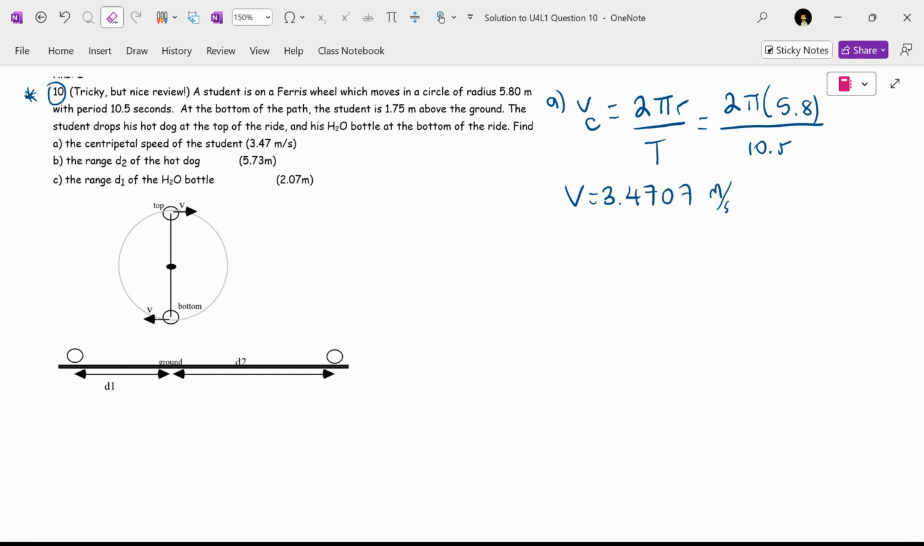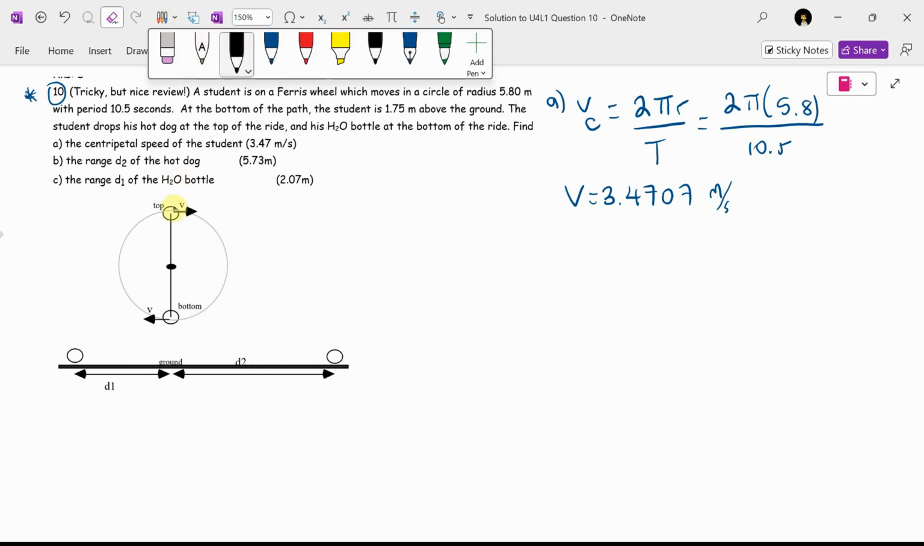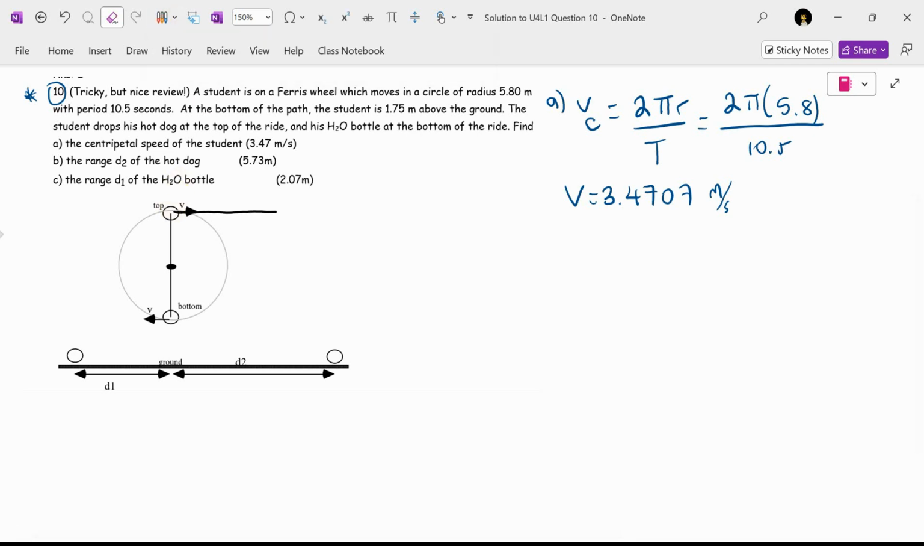So what does that mean if I move to part B? Well, what it means is at the top, right here, if you drop the hot dog, it's going to be moving sideways when you let it go at 3.4707 meters per second. How do I know it's going to be moving sideways? Tangent to the radius. By the way, at the bottom, it's also going to be moving 3.4707 meters per second. You'll use that when you do part C, because part B says find the range.